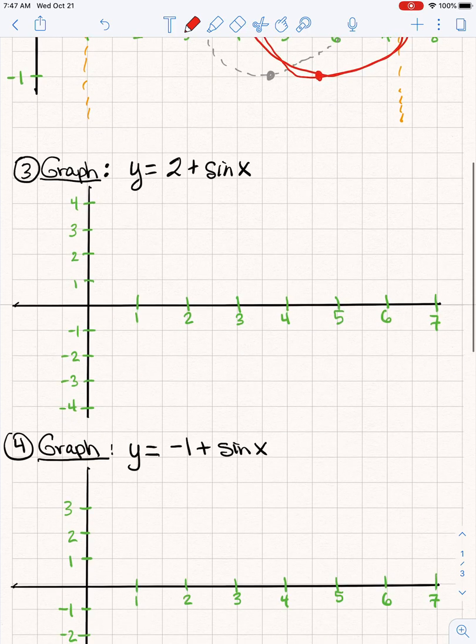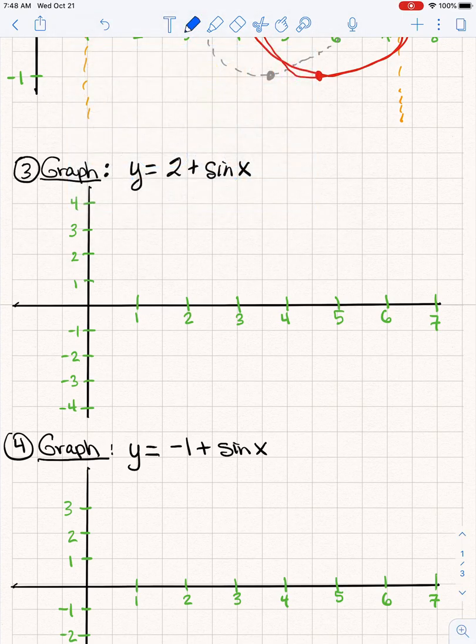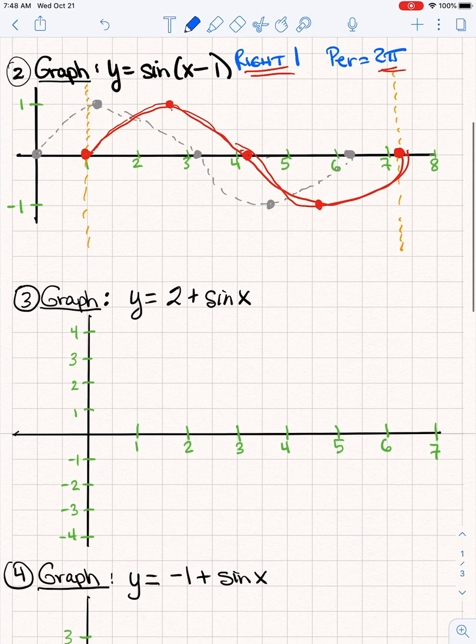Okay, but you get the idea. We went right 1, and our period's still 2 pi. Continuing on down here, our new number is in a new location. It is not inside the parentheses like this previous one up here. We're on the outside, and on the outside, that's going to tell you if you're moving up or down. So in this case, up 2.